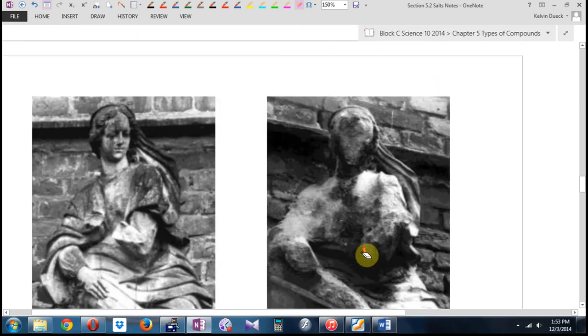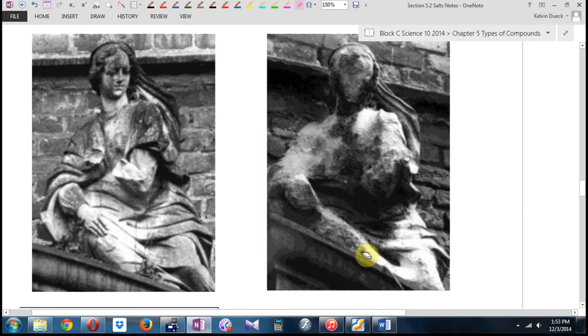Hey, here's a picture. These are before and after. The picture on the left is from 1908. The picture on the right is from 1968. What do you think happened? Acid rain.